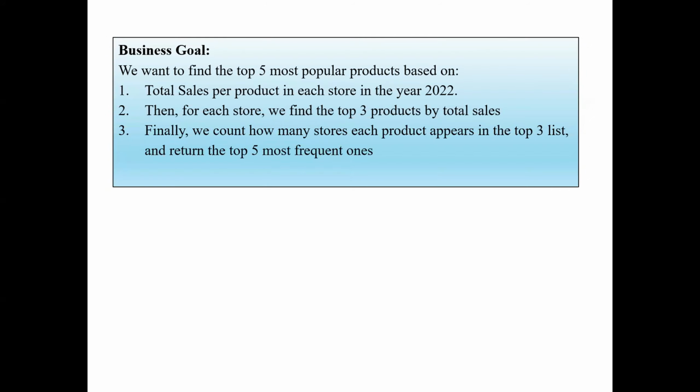The business goal is we want to find the top 5 most popular products based on: 1. Total sales per product in each store in the year 2022. 2. Then, for each store we find the top 3 products by total sales. 3. Finally, we count how many stores each product appears in the top 3 list and return the top 5 most frequent ones. This helps answer which products are most commonly high performers across all our stores?